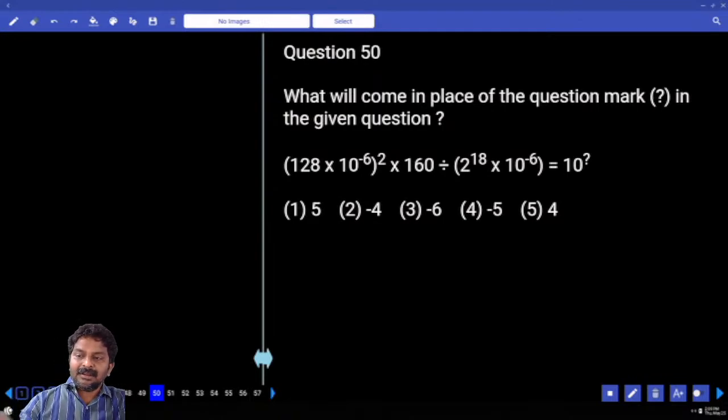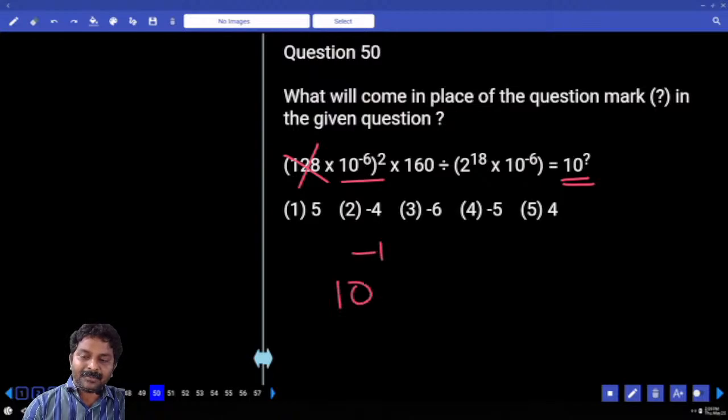Yes. Now the question is about only 10 powers. I will concentrate only on 10 powers, if possible 5 multiplications. Do you have 5 multiple in 128? No. How much is that? 10 power minus 6 to the power of 2, right? That is 10 power minus 12. 10 to the power of minus 12 into 160. We need only 10 powers, right? 160, there is 110. Positive or negative?